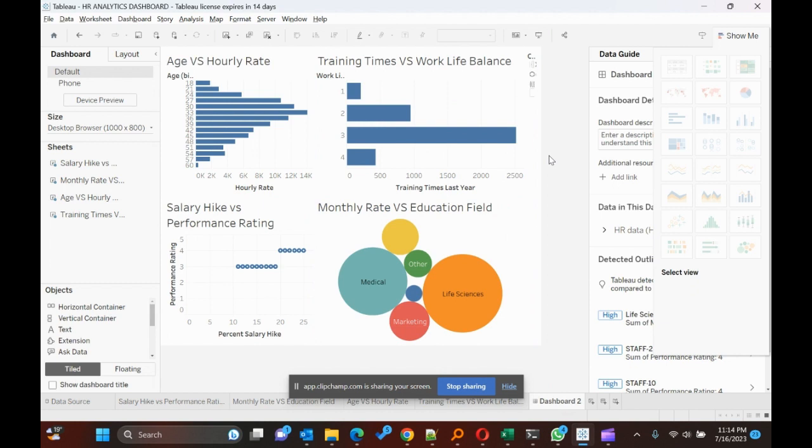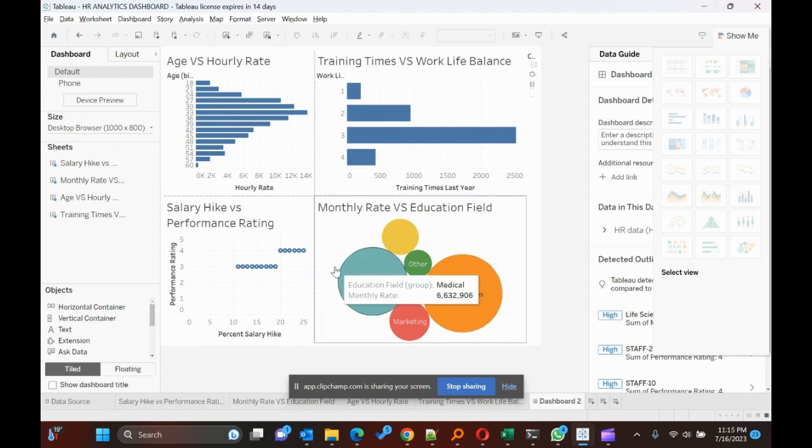the previous individual sheets that I've shown. So basically, we looked at age versus hourly rate, and this gave us 27 to 39. And we looked at training times versus work-life balance. We saw people who got higher trainings had a relatively better work-life balance. We also looked at salary hikes versus performance rating. This shows that people who had higher performance ratings also relatively had higher salary hikes.